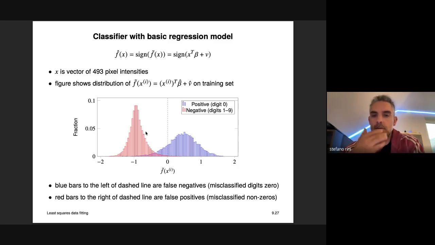What we do is go through the test set and see what values are produced by the model. This will be all false positives, and this will be all false negatives. The blue bars to the left of the dashed line are false negatives. These are digits that are non-zero, which are classified as 0. And the red bars to the right are the false positives. These are the digits that are 0 that are classified as non-zero. And you see that you have a nice smooth distribution, right? So easy peasy.